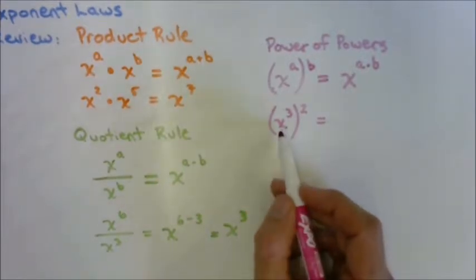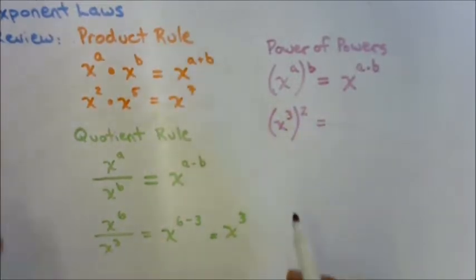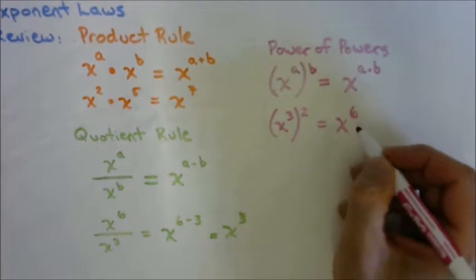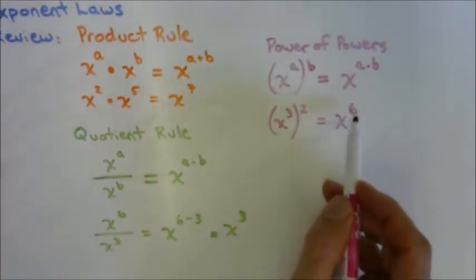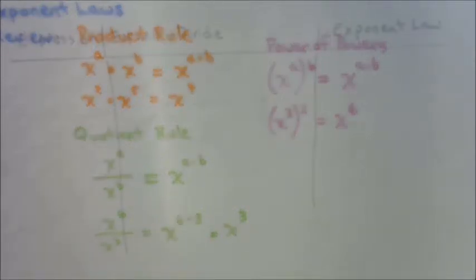X to the power of 3 means you have x times x times x, right? If we take that to the power of 2, that means we have it 2 times. We have x times x times x once, and then we have x times x times x again. Which really just means we have x to the power of 6. 3 times 2 is 6. That's a good summary of our exponent laws.